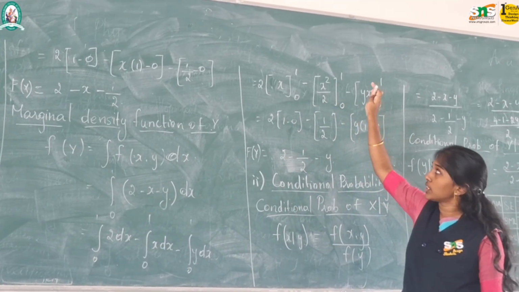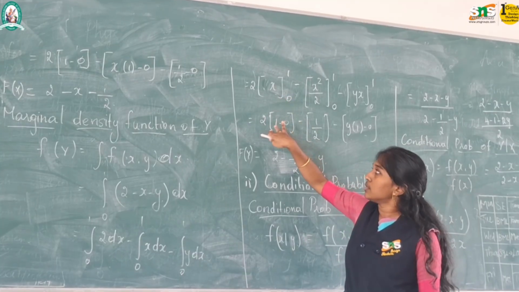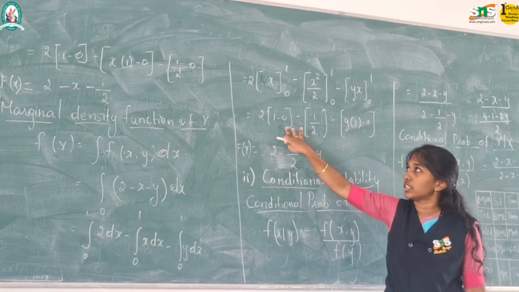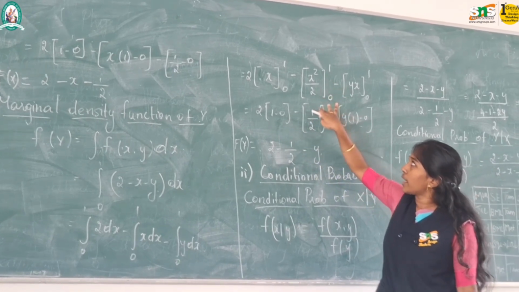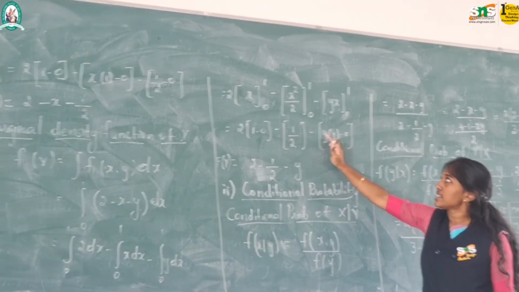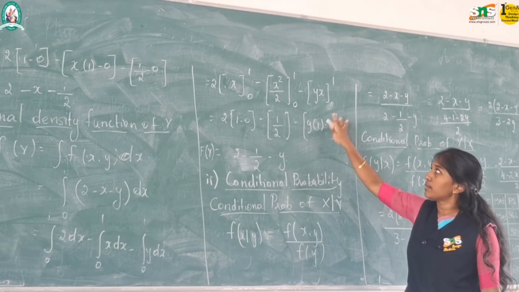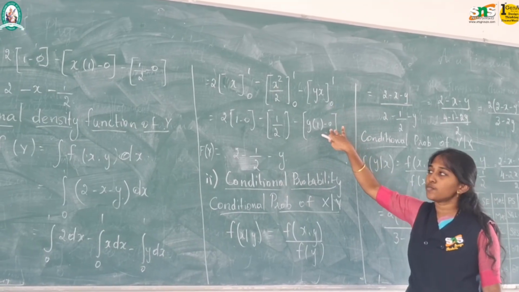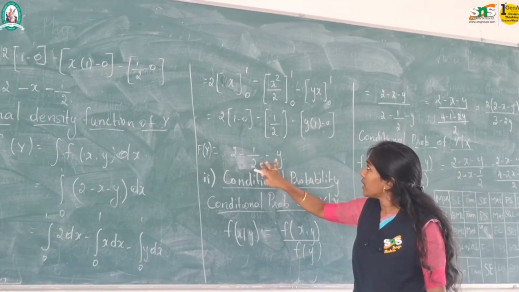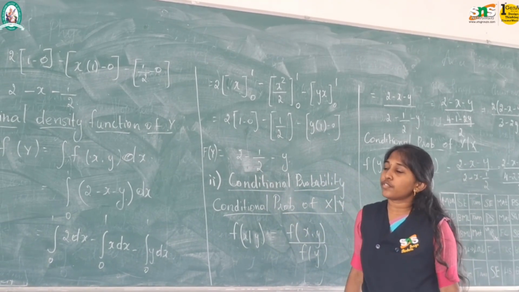First we substitute the upper limit, that is 1. So instead of x I substitute 1, then minus the lower limit, which is 0, so I put 0 in this. Minus 1 square by 2 minus 0. Again minus yx; here for y, we substitute for x alone. Substituting the upper limit gives 1, and the lower limit gives minus 0. By simplifying this I get 2 minus 1 by 2 minus y into 1, that is y. So this is the value for the marginal density function of y.